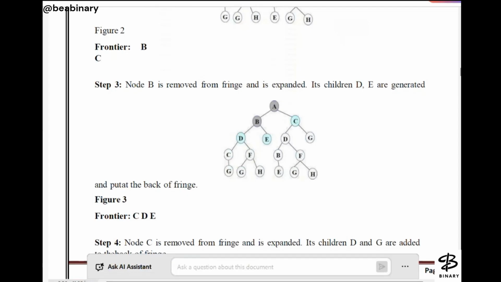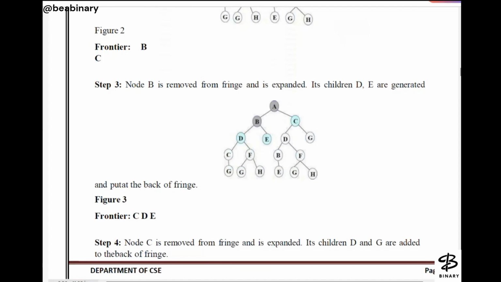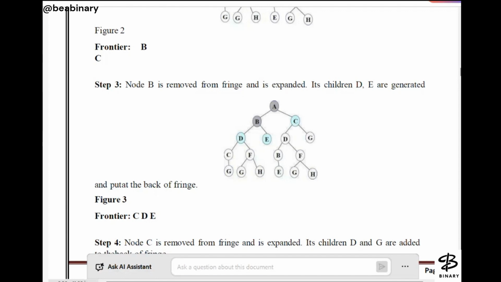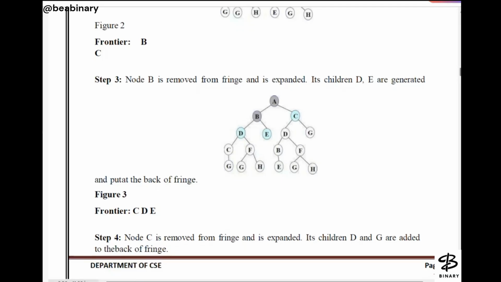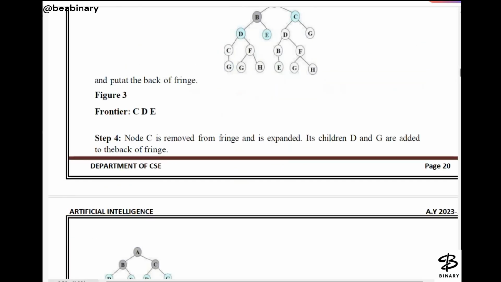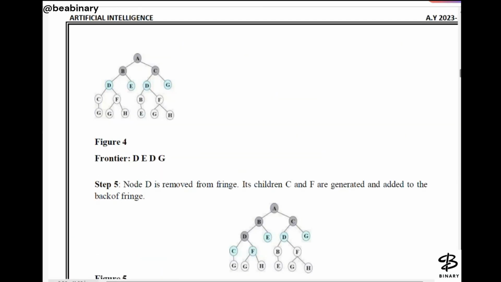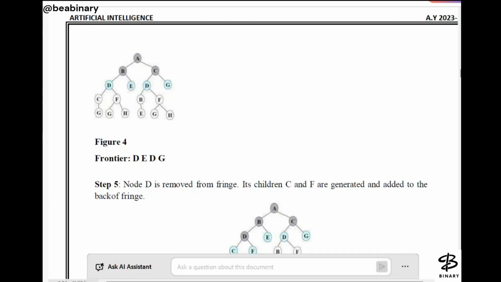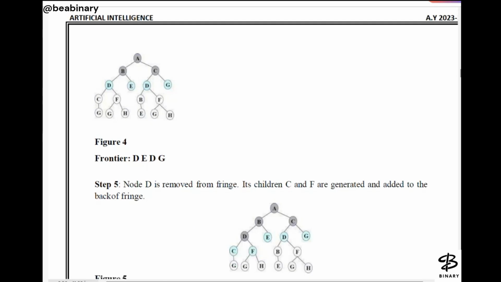Next, what do we need to expand? We need to expand the C node. And when the C node is expanded, the children of C are D and G. So now the node C is removed from the fringe and is expanded, and its children D and G are added to the back of the fringe. Now you have expanded B and C completely, which were the children of your root node A, and now you have the frontier D, E, D, G. In the fourth figure, you can see the frontier is D, E, D, G.